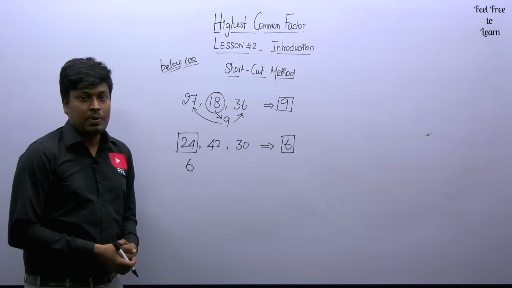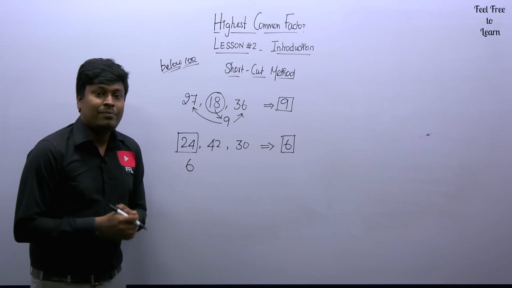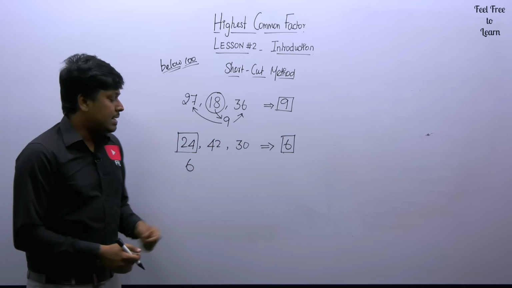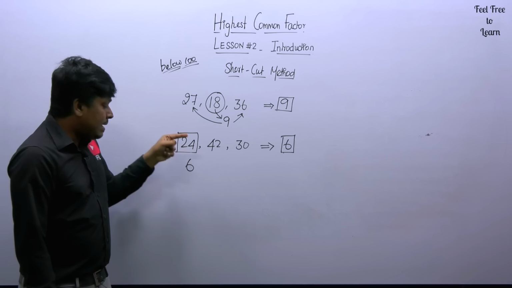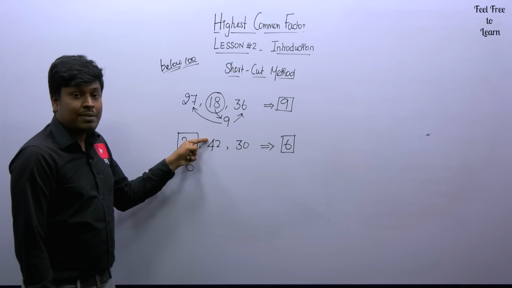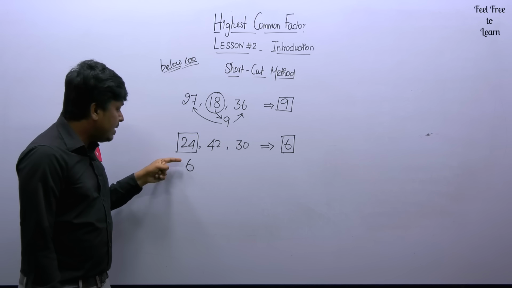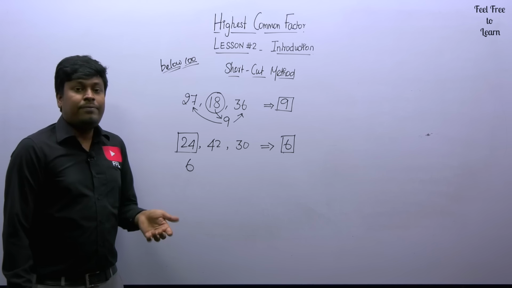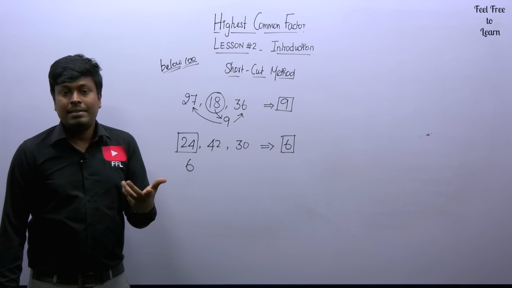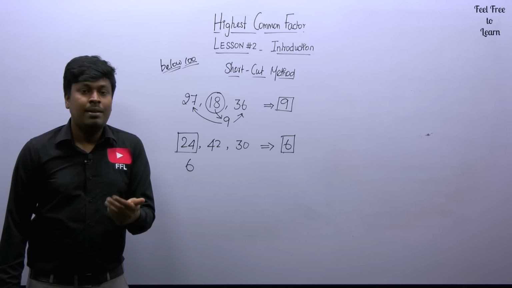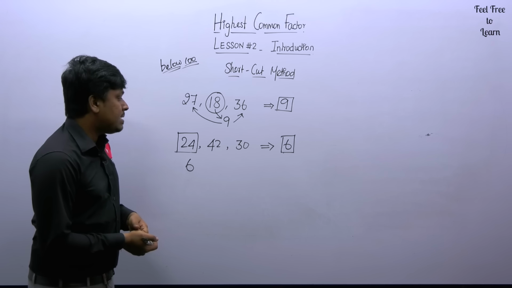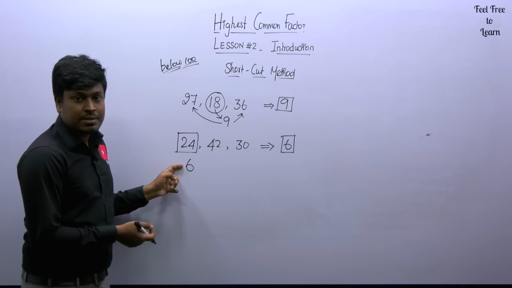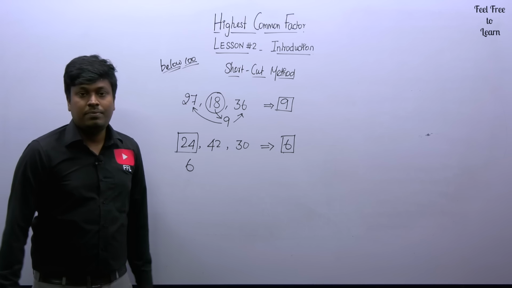So friends, got it or not? So the thing is, you need to first take the smallest number and check what all the factors are. And for each factor, we have to check whether the remaining numbers are divisible by it. If it gets divisible, then that will be the HCF. In case it is not divisible, then go with the next factor and check whether the remaining numbers are divisible by it. So that will be the answer for the question.